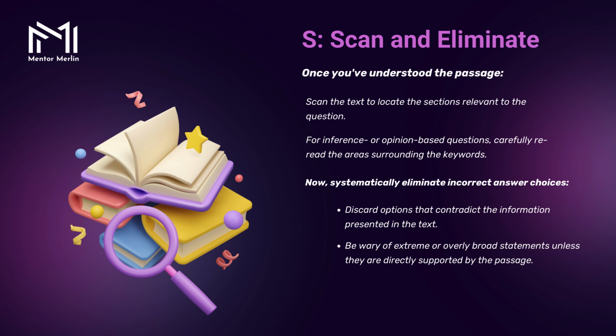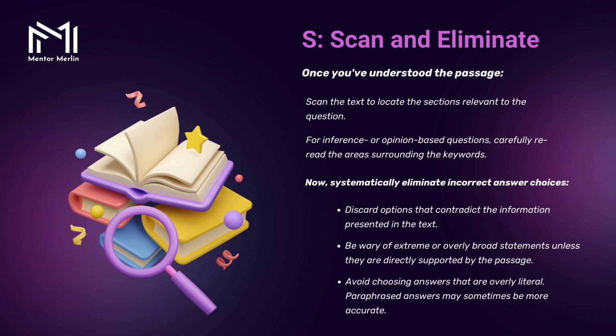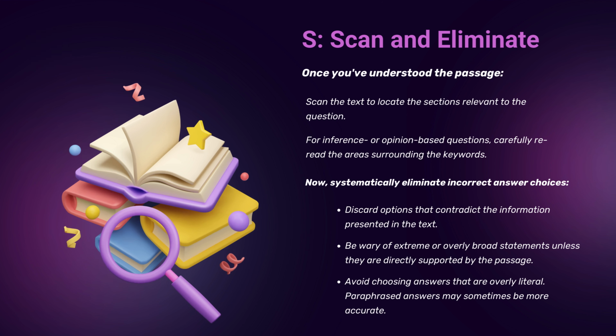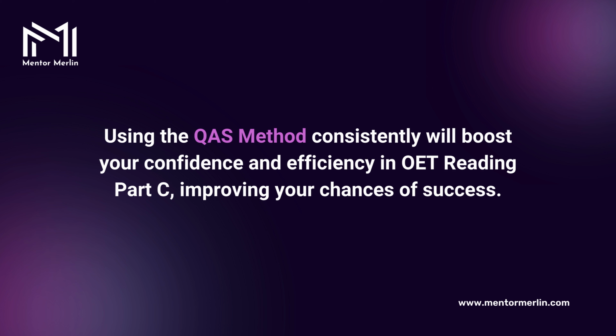Be wary of extreme or overly broad statements unless they are directly supported by the passage. Avoid choosing answers that are overly literal. Paraphrased answers may sometimes be more accurate. Using the QAS method consistently will boost your confidence and efficiency in OET Reading Part C, improving your chances of success.